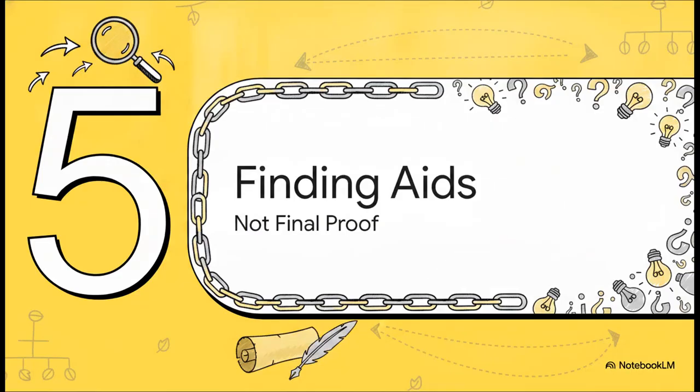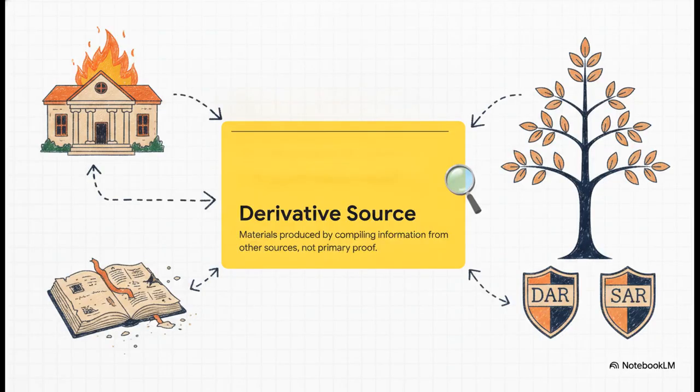And that brings us to Section 5, Finding Aids, Not Proof. Let's anchor everything we've discovered today into some rock-solid genealogical methodology. DAR and SAR applications are what we call derivative sources in the biz. A derivative source is just material produced by compiling information from other original sources. Now, don't get me wrong, this definitely doesn't mean they aren't valuable.